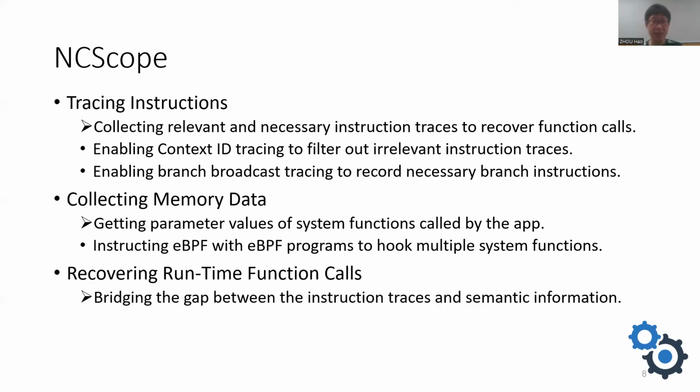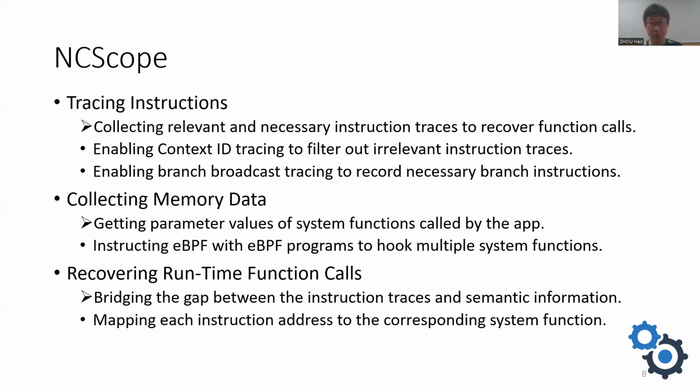To bridge the semantic gap between the raw data in the ETM stream and the high-level semantic information such as called functions required for native code analysis, NCScope recovers runtime function calls. Specifically, NCScope first constructs a mapping between each instruction address and the system function. Then, using the mapping, it finds the system functions called by the app according to the addresses of the instructions stored in the ETM stream.